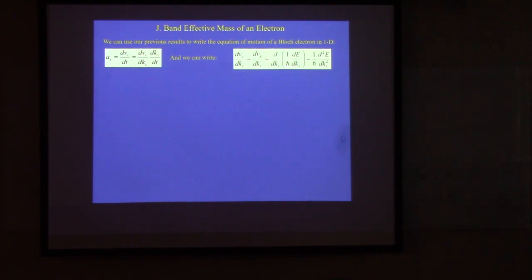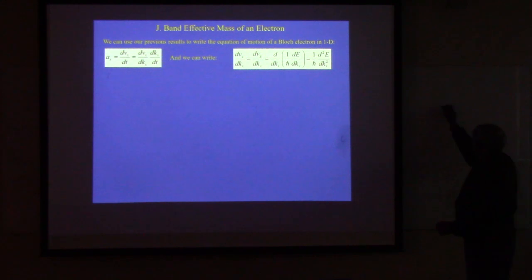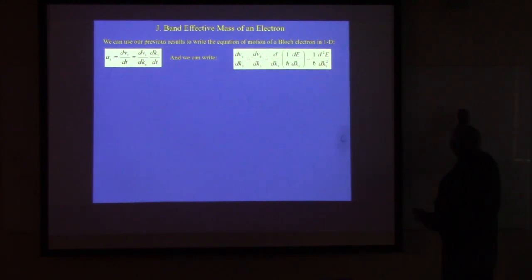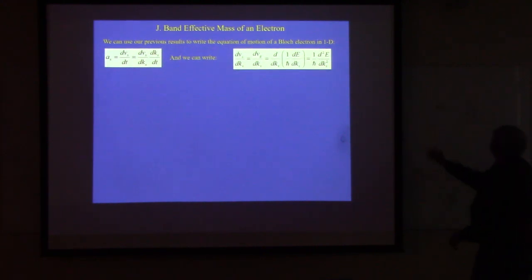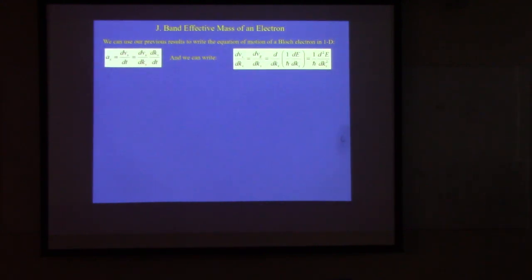Newton's second law. F equals ma, or a equals F divided by m. That means this is mass. We call that a band mass. So band mass is given, and this is different from the free electron mass. So mass is given by 1 over, right? That means h bar squared divided by d squared E over dk squared. This is a very important relationship. This is called the band mass.